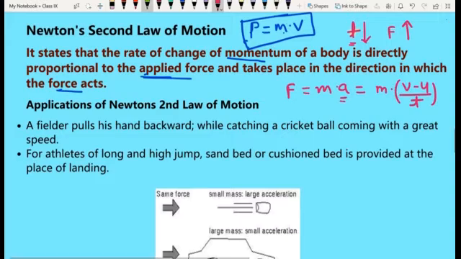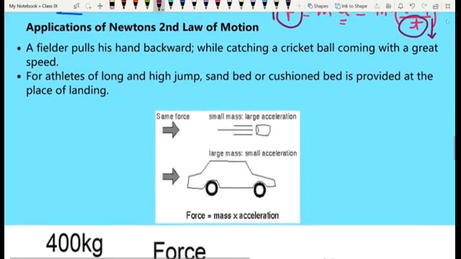Now try to think about this force and this time. When the time of applied force is less, the force will be higher, the impact of force will be higher. Or you can say this is like the rate of change of momentum: the time to change the momentum. If it is less, the force will be higher. Let us understand this situation with some examples.